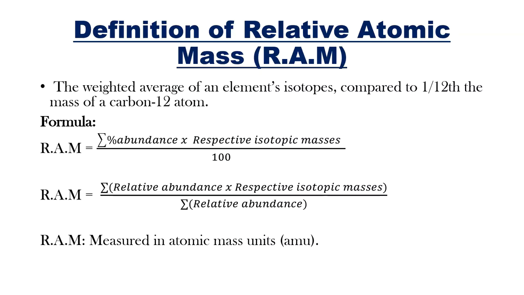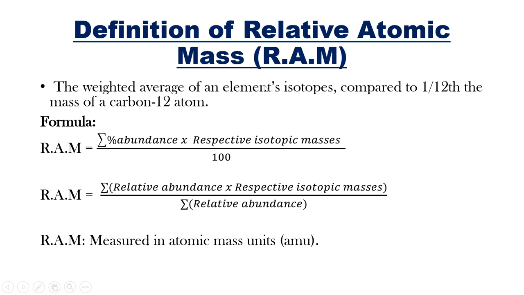In the previous session, when we were looking at the mole concept, we were able to explain why, among all the elements, we consider carbon-12. So in simple terms, we can summarize relative atomic mass as the summation of percentage abundance multiplied by the respective isotopic masses, divided by 100.